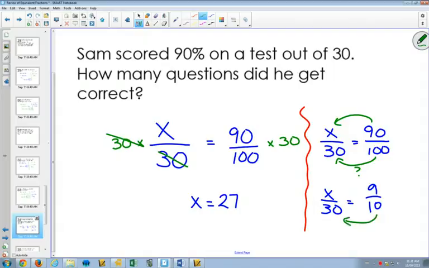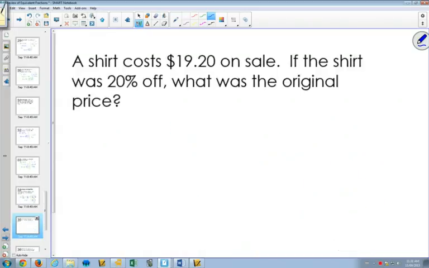Is there a way that I can go from 10 to 30? Times by 3. And if I times 9 by 3, I'm going to get 27 that way as well. So the pattern way could still work, but in this case, the pattern way took an extra step. And our algebra way would have worked right away. So here's our first example with percentages and proportions. Here's our second example.